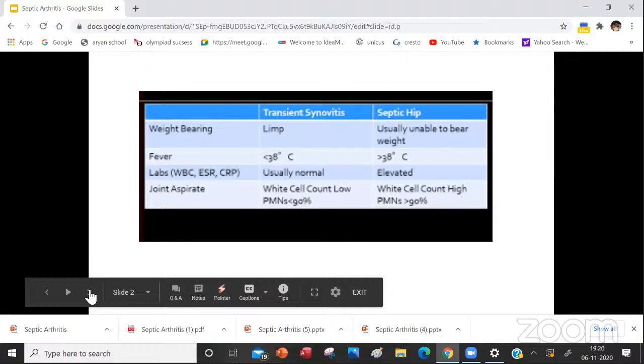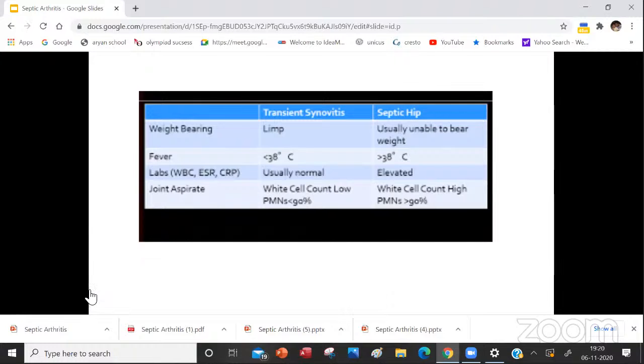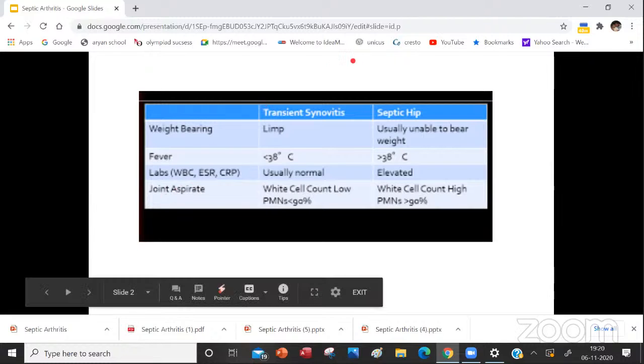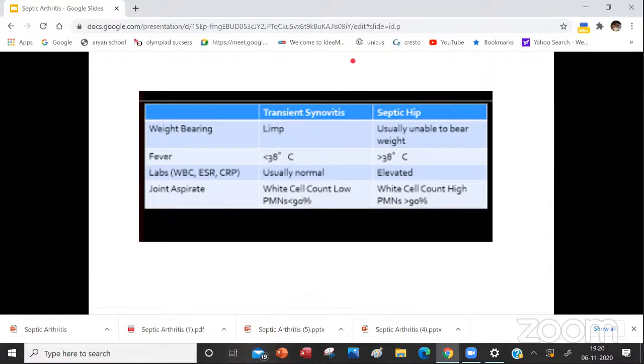There is one more entity called transient synovitis, and the most common joint involved is the hip joint. Please remember that. Whenever there is inflammation of the joint, there is always pain and limited movement of the joint. There is one condition called toxic synovitis, also called observation hip. These are all the same as transient synovitis, which is also known as observation hip.